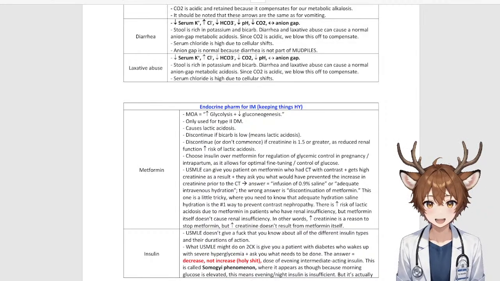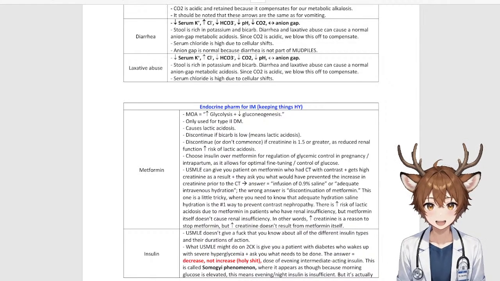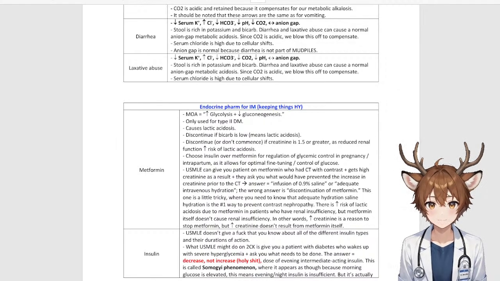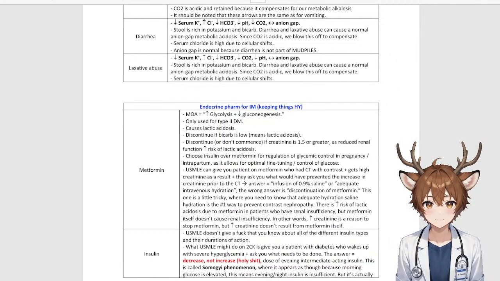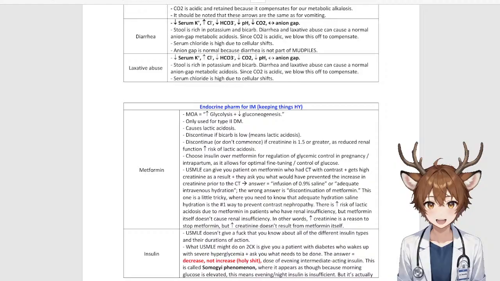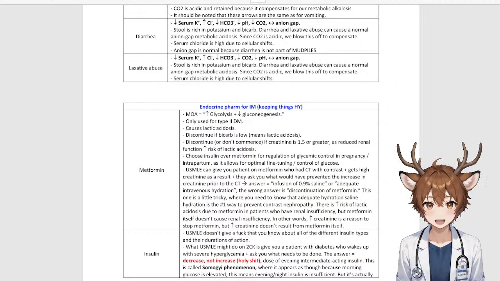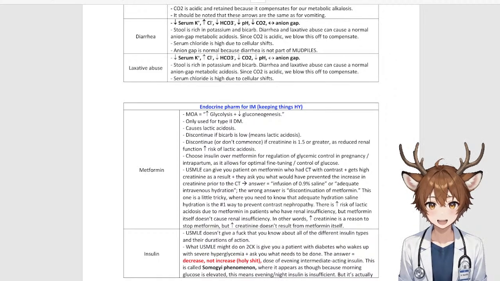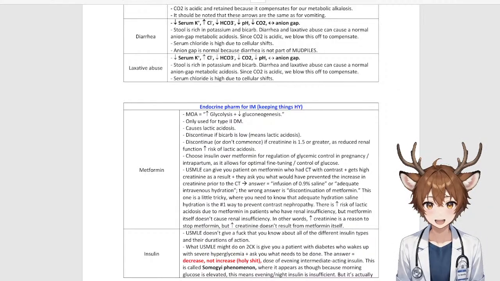Anion gap is normal because diarrhea is not part of MUDPILES. It's good to know. So it causes a low pH. Remember, diarrhea lowers your pH while vomiting elevates your pH, because vomiting is removing acid while diarrhea removes base, basically. Laxative abuse is scored with a similar pattern.